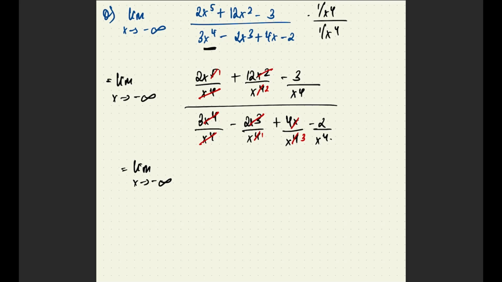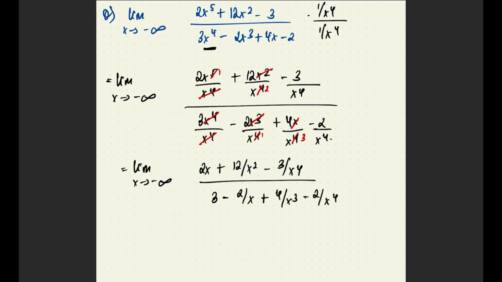Okay, so now that gives us 2x plus 12 divided by x squared minus 3 divided by x to the power 4, divided by 3 minus 2 divided by x plus 4 over x cubed minus 2 divided by x to the power 4. Okay, so now we should try to plug in. Let's start with the second term here.